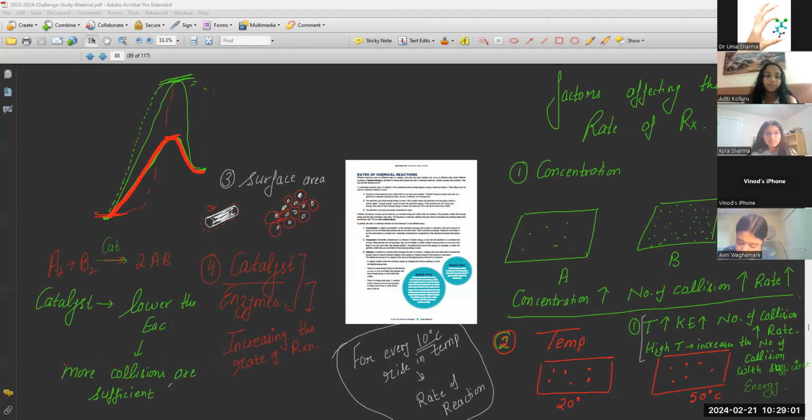If you pick up any big book, college level or high school level, and open this chapter, chemical kinetics, generally it is chapter 13 in all the books. So you will see this sufficient energy written everywhere. And what is sufficient energy? Activation energy or more.